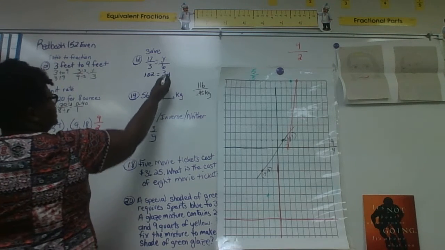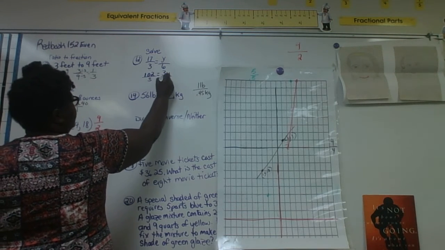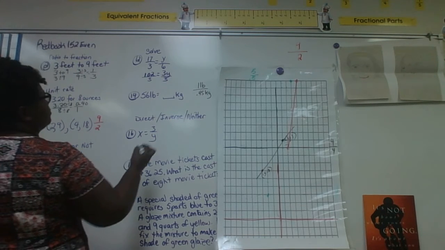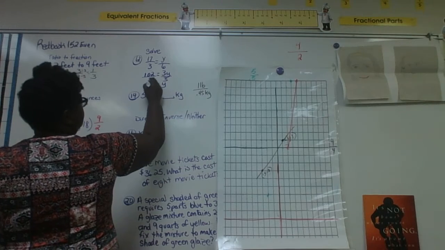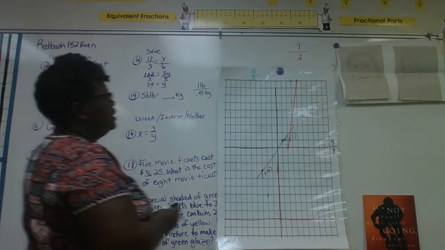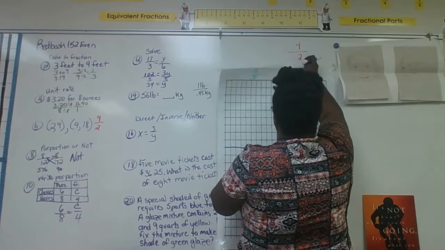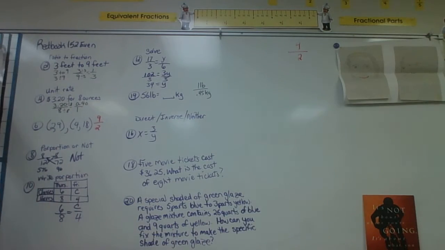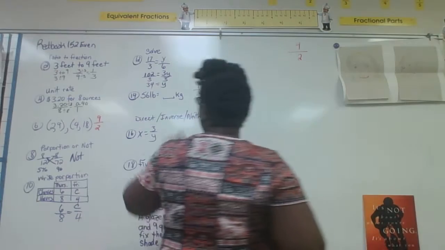Now we would need to isolate y by dividing both sides by 3. When we divide both sides by 3, we discover that y is equal to 34. Okay? Now, let's move forward. We're going to move our graph out of the way here. Move it over here. All right, and so now let's take a look at number 14.